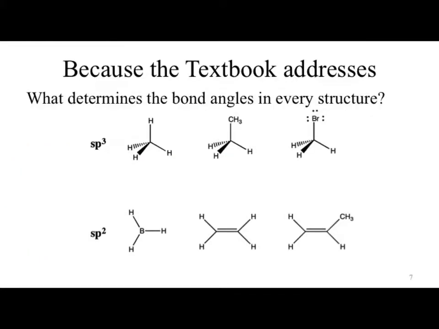So, and because the textbook addresses this, we're going to look at it a little bit closer too. Okay? We take a look in each of these cases. We've got an sp3 hybridized in the upper case and sp2 in the lower case. What's the bond angle between my hydrogen, carbon, and hydrogen in that structure?